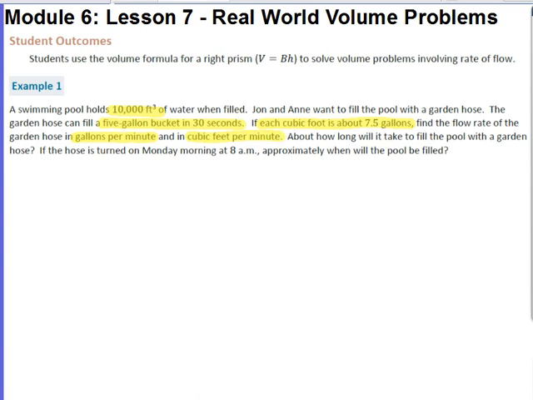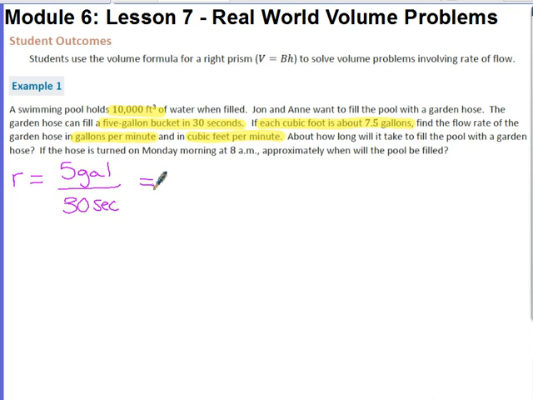So the first place I want to start here is you'll notice we don't have a unit rate. It says 5-gallon bucket in 30 seconds, and they tell us that they want that to be in minutes. So the first thing I want to do is turn my rate into a unit rate, not only in seconds, but I also want to turn that into minutes. So let's start with the original one they gave us. 5 gallons fills in 30 seconds.